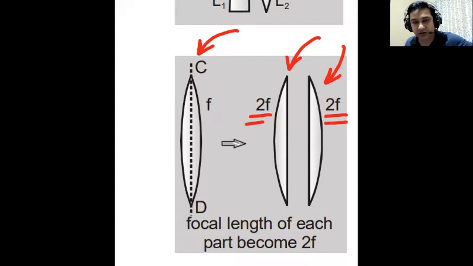When we had cut it along the horizontal, focal length remains same. Intensity becomes 1 by 4. Do we remember this? Yes, sir. Here, the focal length becomes twice. Do we understand this? Yes, sir. What about the intensity, bacha? Will the intensity change or will the intensity remain same? Tell me. Remain same, sir. Why will it remain same?